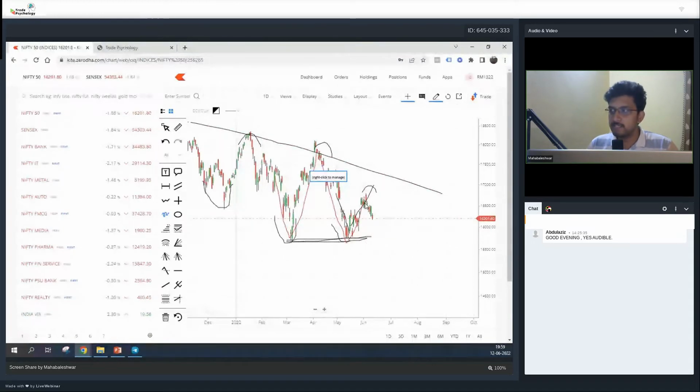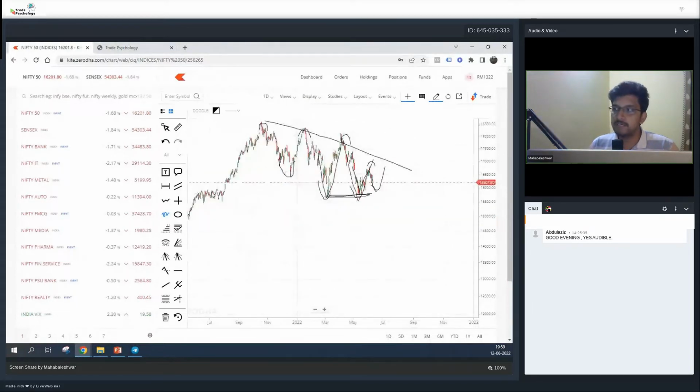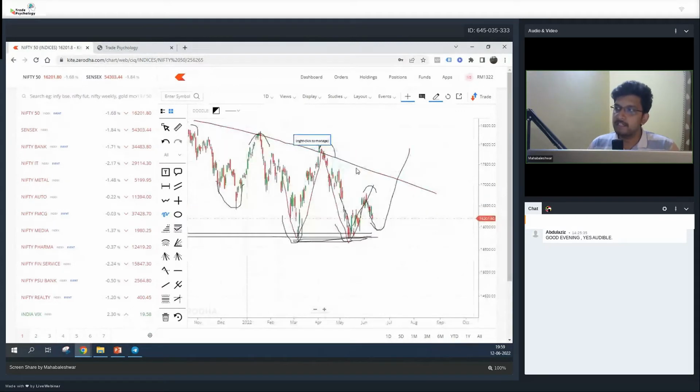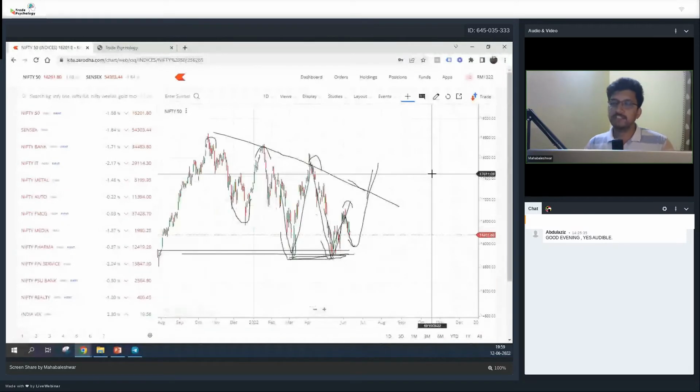So let's say this fall sustains this particular level, and we see a sudden reversal in the market, then what could happen is we are seeing a strong support at this particular level, and this particular line is called the trend line of the market. If it breaks here, then we could see further upside in the market, right? You can just mark this level.